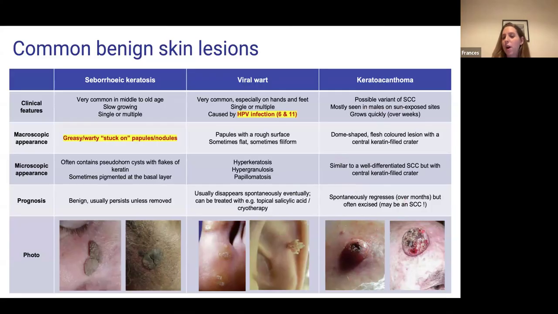But in practice, a lot of SCCs can look like this, and so you will find that a lot of patients will get them excised because we just can't be sure until we look at the histology that they're definitely a keratoacanthoma and not an SCC. But for LabMed, if you see this kind of dome-shaped, flesh-colored lesion, central keratin-filled crater, typically it's going to be a keratoacanthoma.